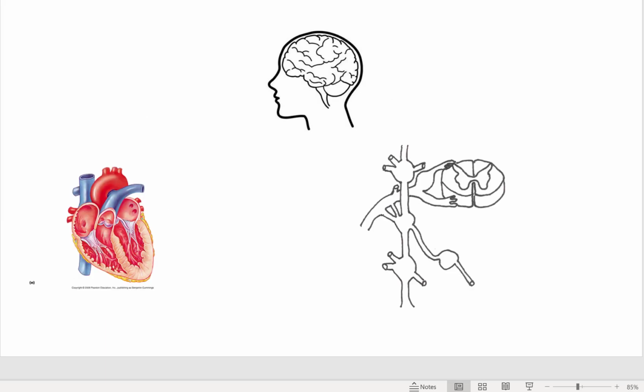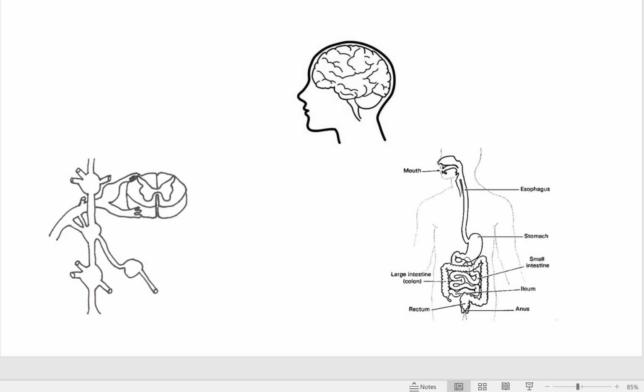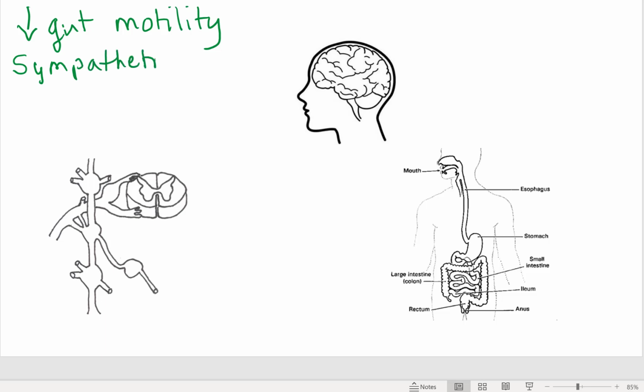Okay, so as I said, let's start with decreasing gut motility. So if we want to decrease gut motility, this is going to be a sympathetic pathway.